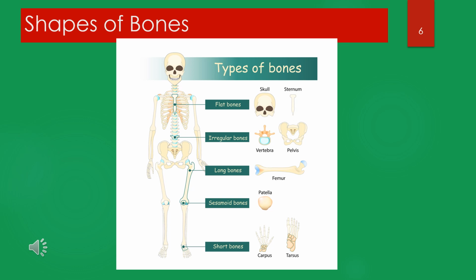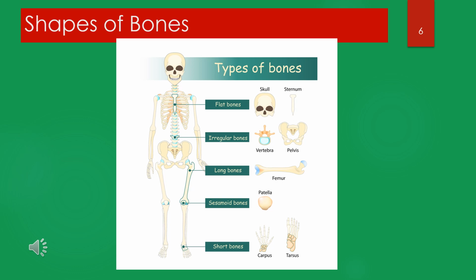The shapes of bones. Short bones. These are bones as long as they are wide. For example, the cuboidal bones of the foot. Long bones. These are bones that are longer than they are wide. For example, the femur. Flat bones. These bones are flat and not thick. Example, the sternum of the chest.